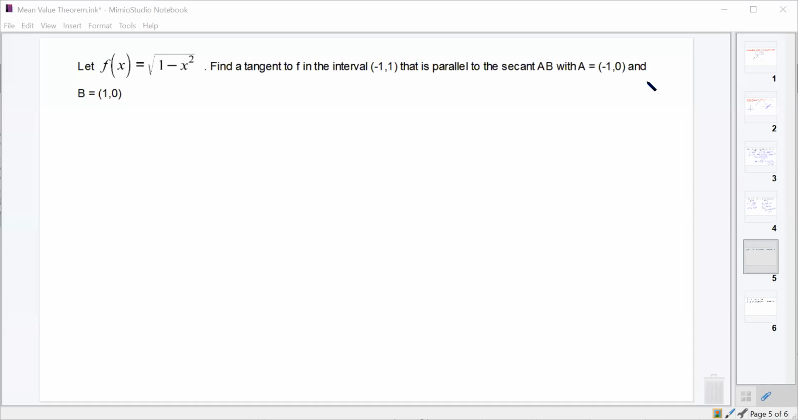All right, so first off, is this continuous on the interval from -1 to 1?